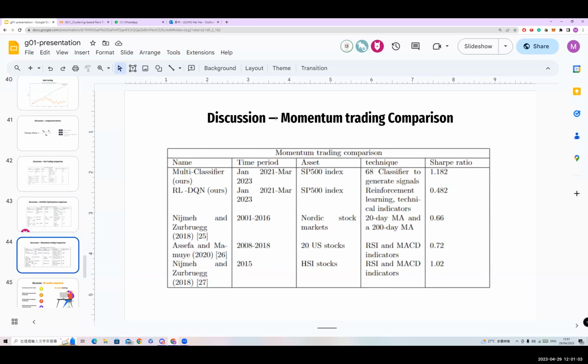And the final one is the momentum trading comparison. You can see for the multi-classifiers, the Sharpe ratio is actually 1.1. And for the reinforcement learning DQN method, because we know DQN is the best algorithm from our experiments, the Sharpe ratio is just 0.4, which is not very good.